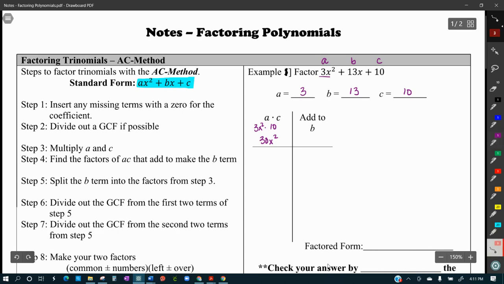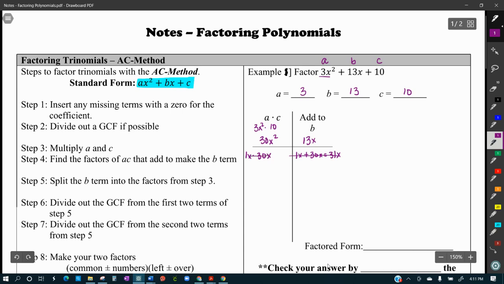So what you need is numbers that will multiply to be 30x squared, but also add to be whatever b is. In this case, b is 13x. So the easiest way to do this is start from the top of your factors. Everything is divisible by 1. So if I do 1x times 30x, well, 1x times 30x does in fact give us 30x squared. But do they add to be 13x? Let's find out. So if I do 1x plus 30x, that's going to give me 31x, which is not the 13 that I need. So these are not the correct numbers.